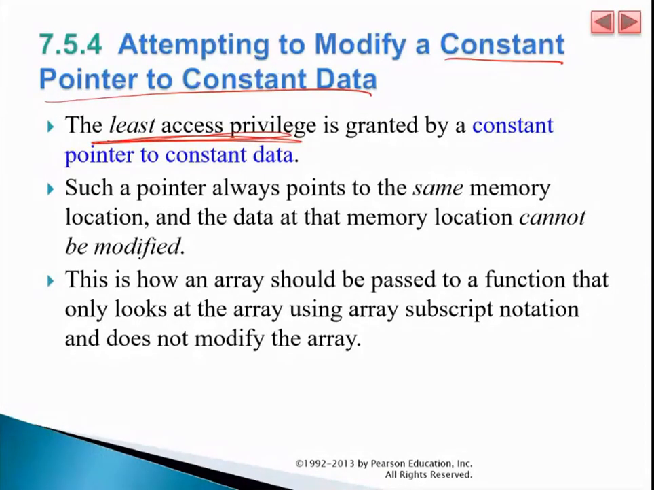Okay, so such a pointer always points to the same memory location, and the data at that memory location also cannot be modified. So both of these will remain the same. The memory location will be the same, and the data cannot be modified. And this is how an array should be passed to a function that only looks at the array using subscript notation and does not modify the array.